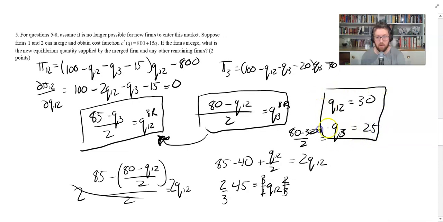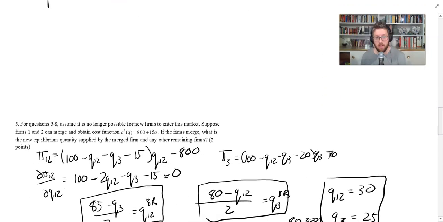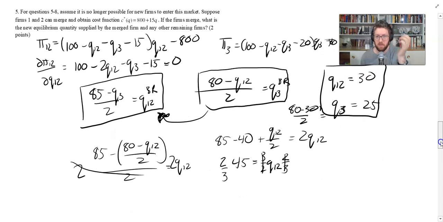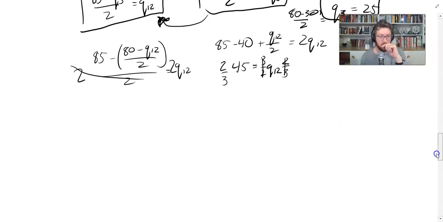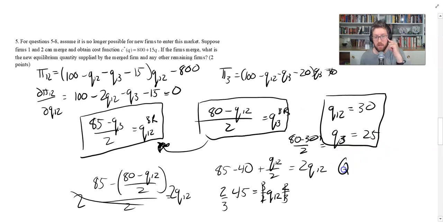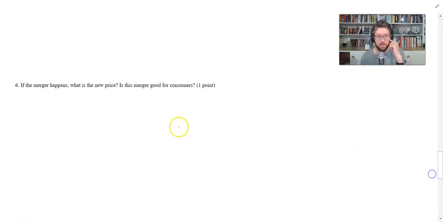Remember, how does this compare to what we found in the original? Originally, they were all supplying 20. So the merged firms are supplying more, but actually so is the other firm. And this reflects the fact that there's more market power among each one, and each firm has got a bigger slice of the pie. Do I have to find the price here? Let's see. Just the quantity. So the total quantity is going to be 55. If we add that together. What's the new price? So the new price is 100 minus 55, which is equal to 45.